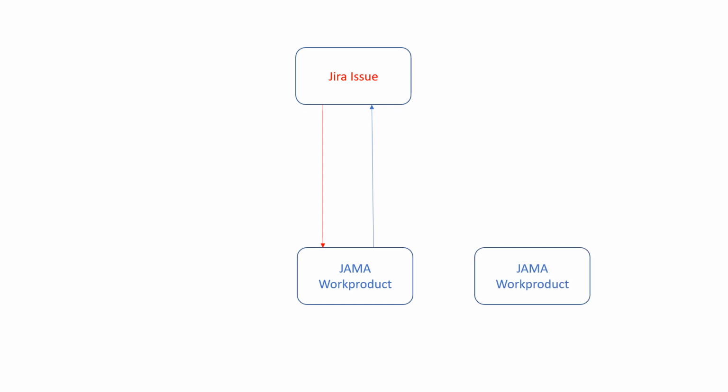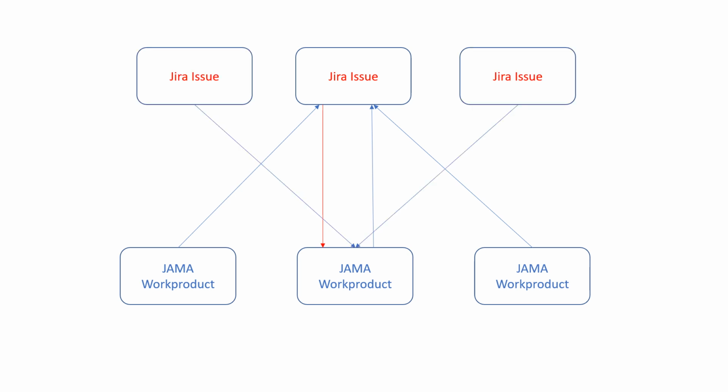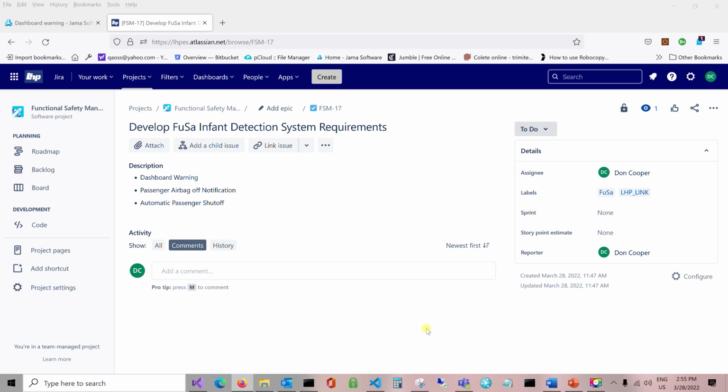LHP Link is an end-to-end links solution. There can be n Jira issues linked to n Jama items at the same time. So we have a Jira software issue to develop the functional safety infant detection system requirements. And the description outlines 3 different systems that need to be developed for this: dashboard warning, passenger airbag off notification, and automatic passenger shutoff. So we want to develop these work products in Jama.